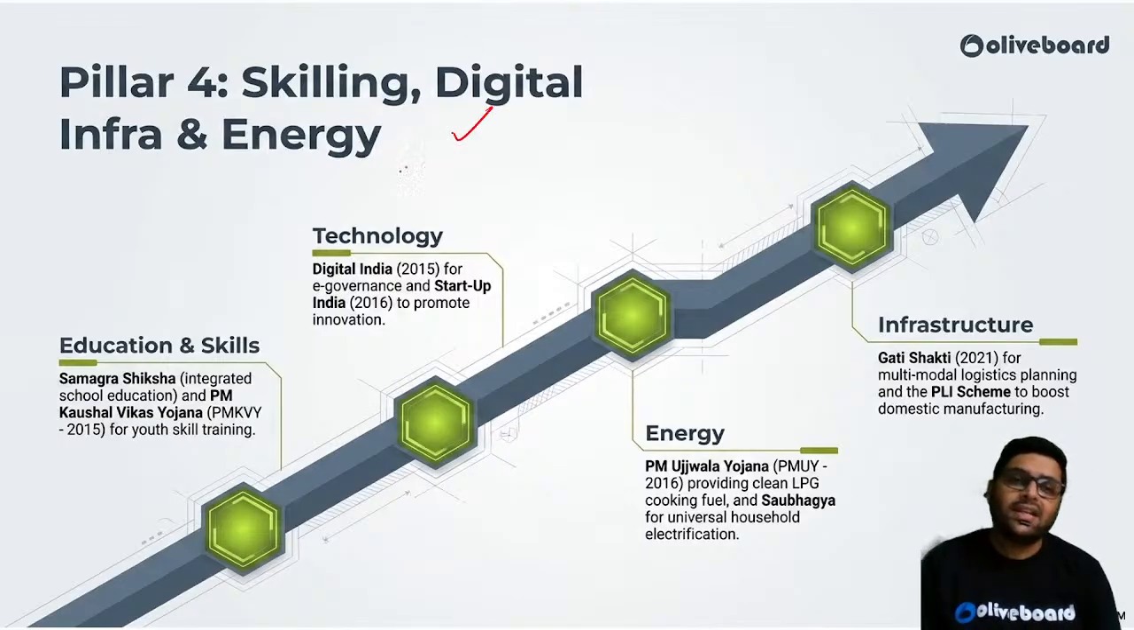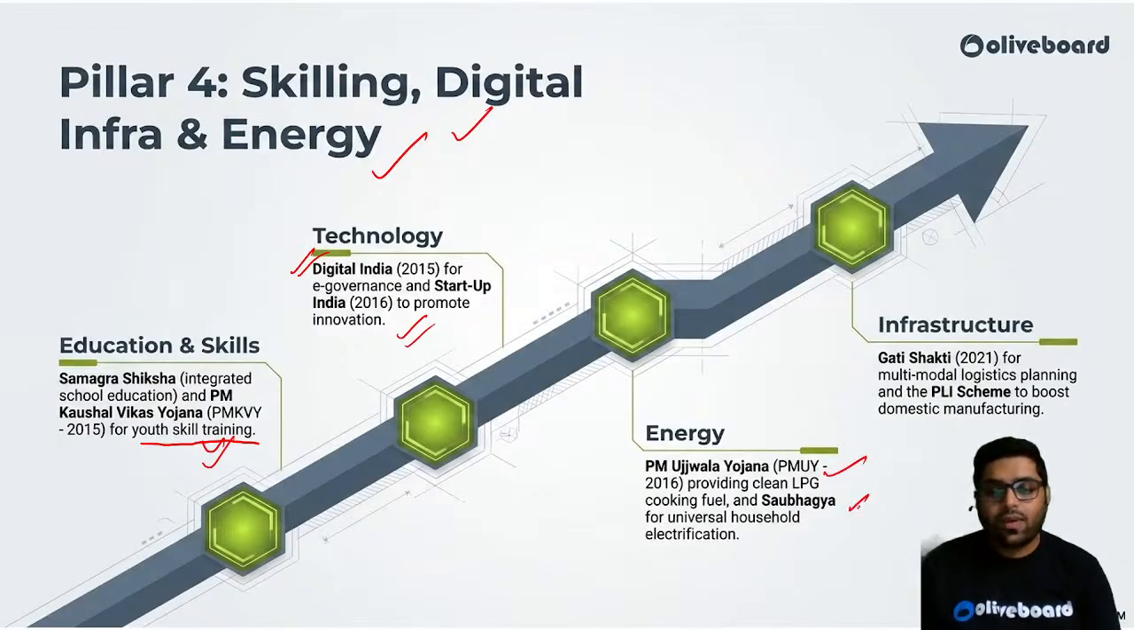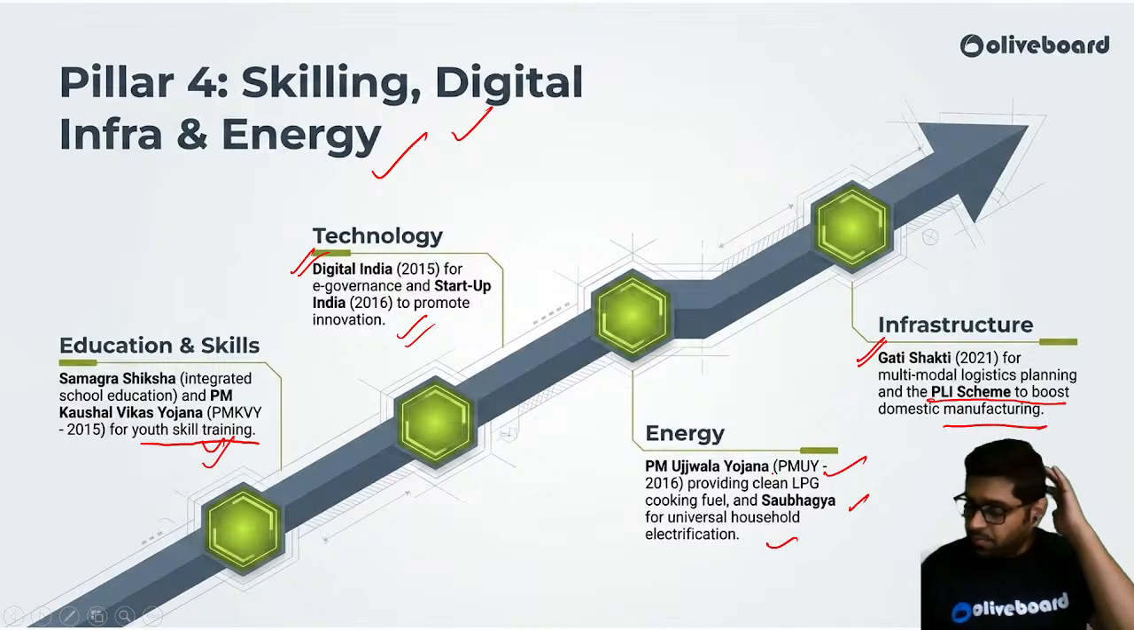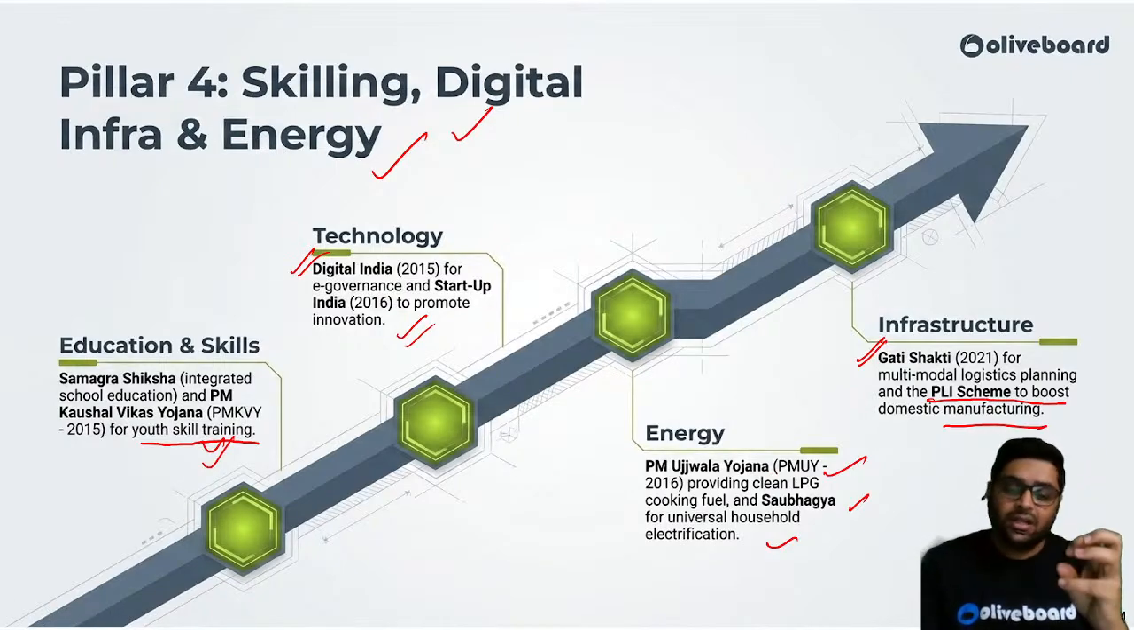Now related to skilling, digital infrastructure and energy, we have various schemes like Samagra Shiksha Abhiyan and PM Kaushal Vikas Yojana. Correct. This was for youth skill training. Then we had Digital India, very, very important. Startup India to promote innovation. For energy, we had PM Ujjwala Yojana and Saubhagya for universal household electrification. In infrastructure we had PM Gati Shakti, and the production linked incentive scheme to boost domestic manufacturing. So these are some of the most important schemes related to skilling and digital.